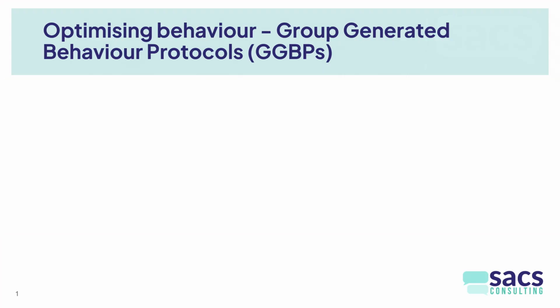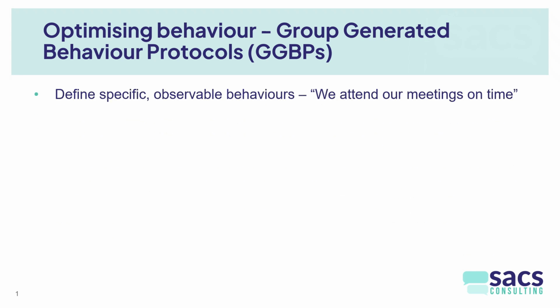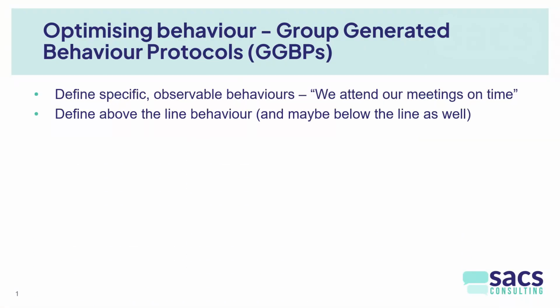This is what it looks like. So you get the group together as a group and you define specific observable behaviours. And the best way of doing this is by splitting the group into subgroups and getting them in their little teams to think about the behaviours that we think will cause us to be more successful. So those behaviours can be very specific, like we will attend our meetings in time. You might choose to define above the line behaviour and below the line behaviour. So above the line behaviours is the behaviours that we want to see more of, and the below the line behaviours might be behaviours that we want to see less of.